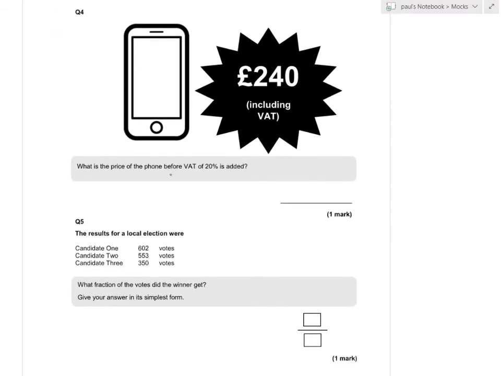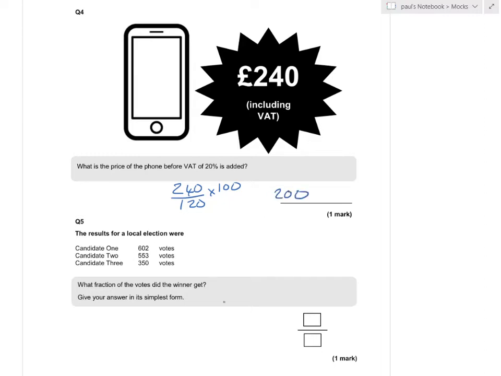Right. What's the price of the phone before VAT of 20% is added? So that is added. So that is 120%. So we're going to get 240 divided by 120% times 100. So 240 divided by 120 times 100, £200.